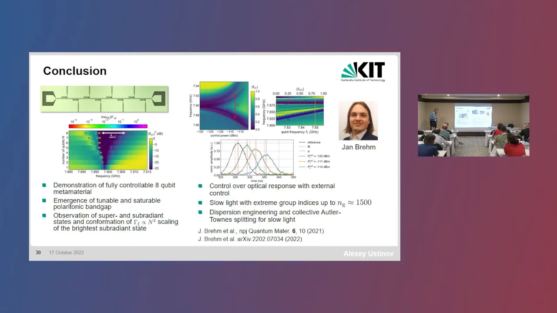We observed the emergence of the polaritonic gap. We observed sub and superradiant states and also scaling of the collective decay. And also measured slowing light with group indices up to over 1,000. And if you want to learn more about these experiments, there are those two papers. This is a paper coming out shortly in Applied Physics Letters.